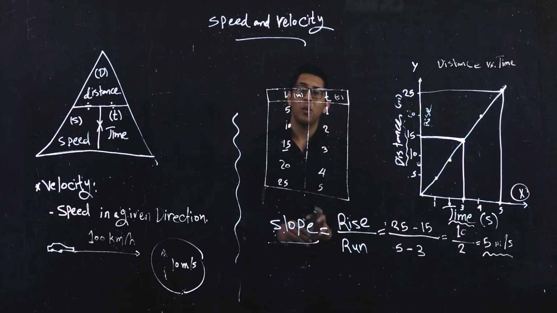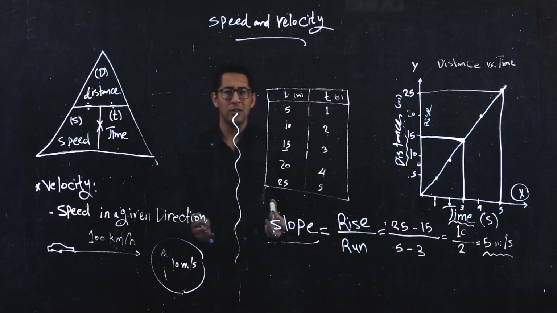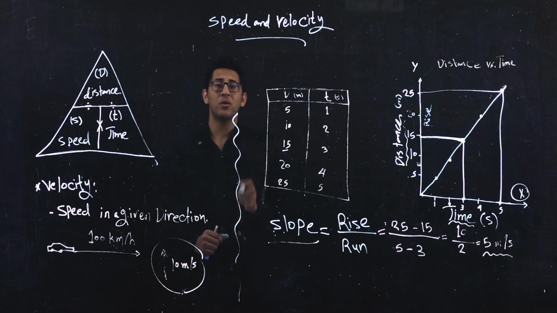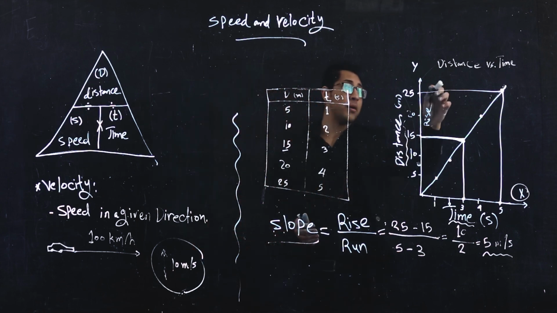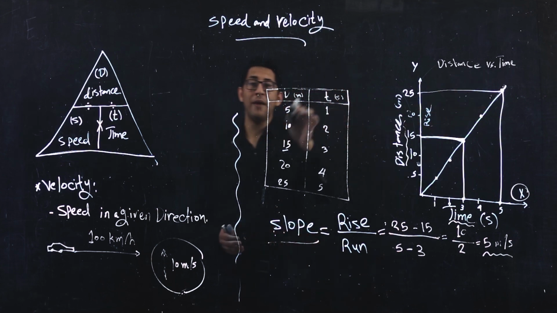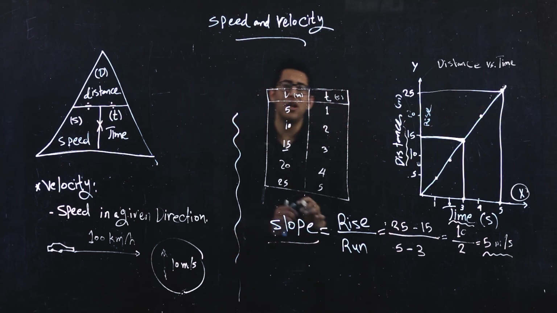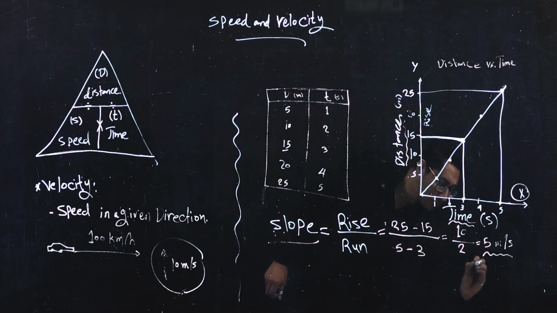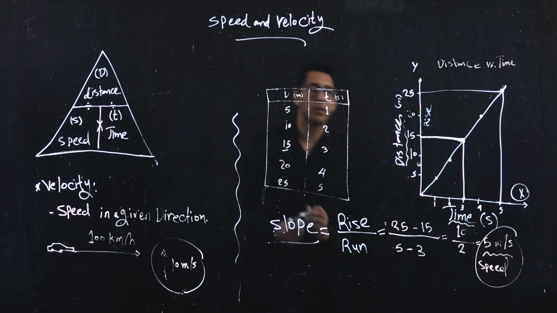Now we understand what I mean by speed, what velocity is, what average speed and instantaneous speed are, how you can graph the distance versus time graph, how you can graph the motion of the object, and how you can calculate the slope of the distance versus time graph, which leads you to conclude the speed of the object.